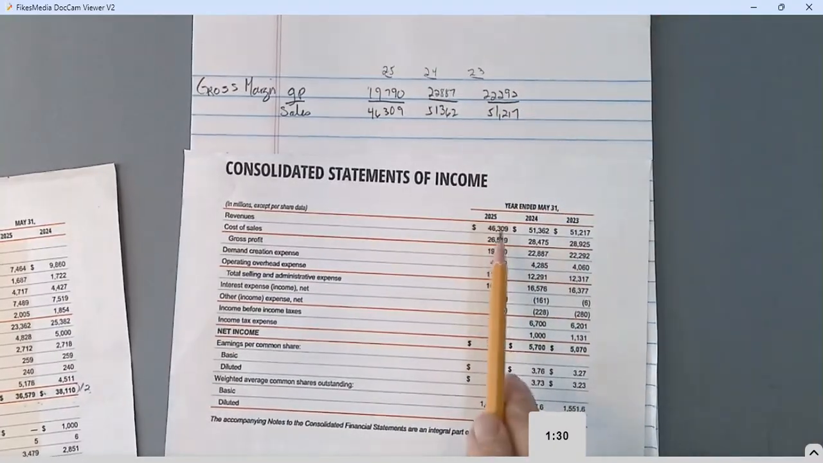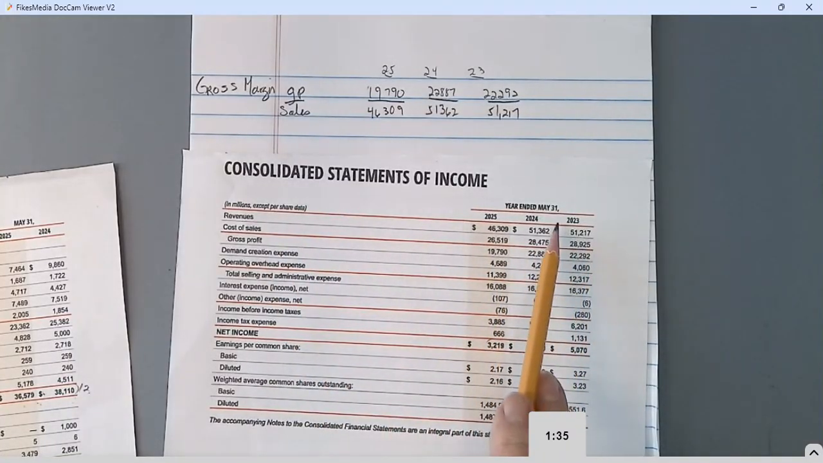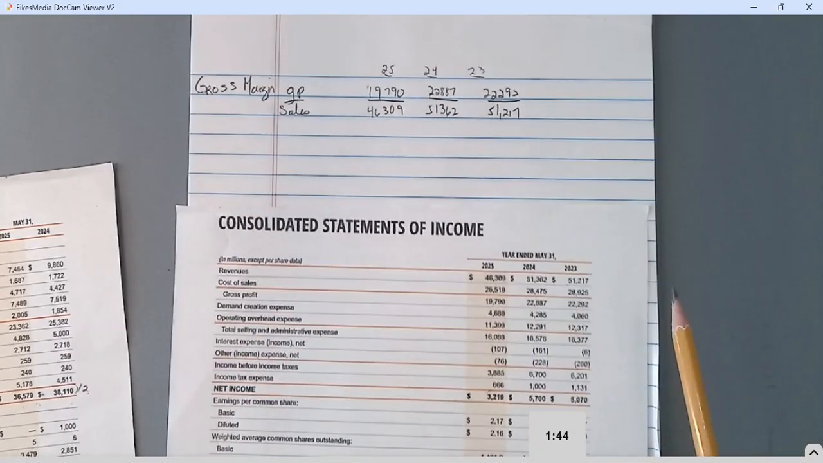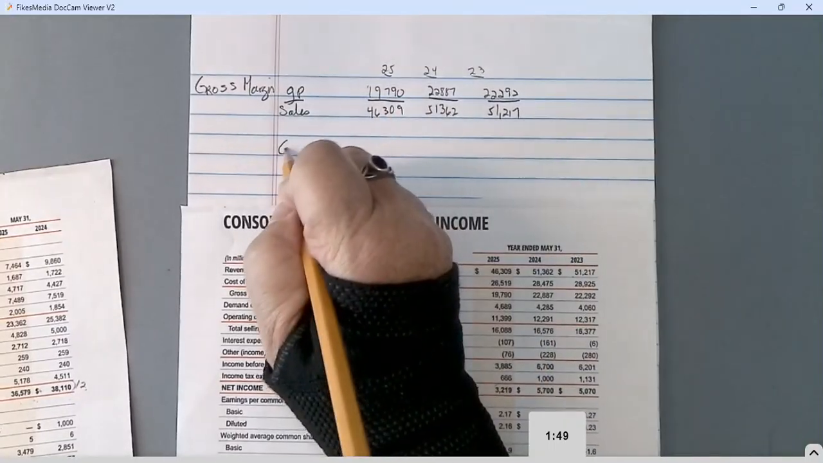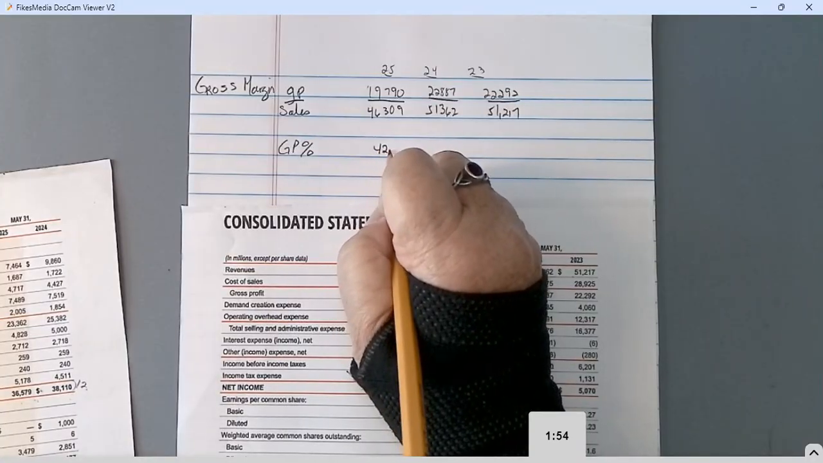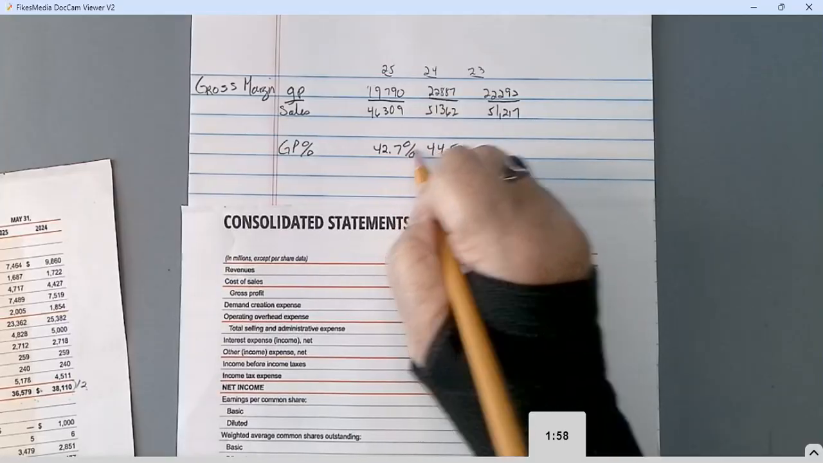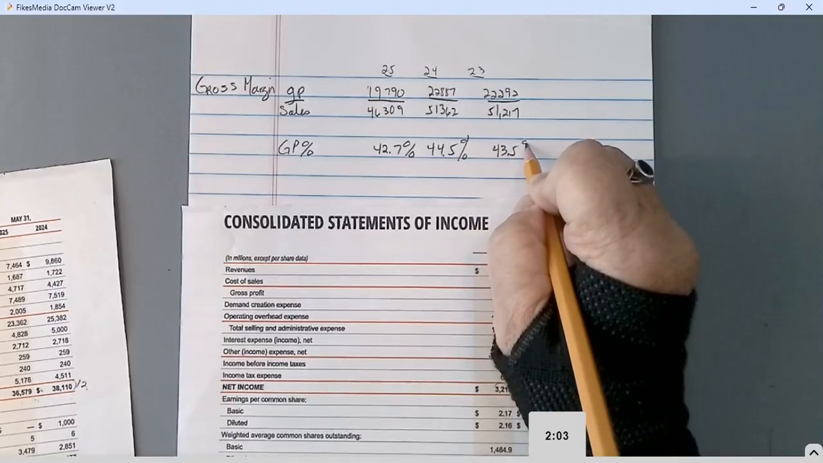Okay, so right away I can see that this is in millions. So this would be 51 billion in sales in 2023, dropping down to 46 billion in 2025. Let's see what effect that had on their gross profit margin. So the gross profit percentage for 2025 is 42.7, 44.5. These are percentages, okay, and 43.5.